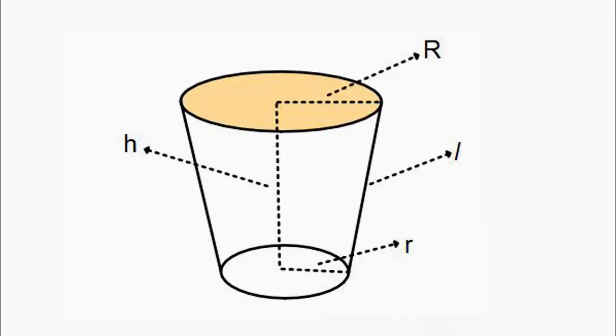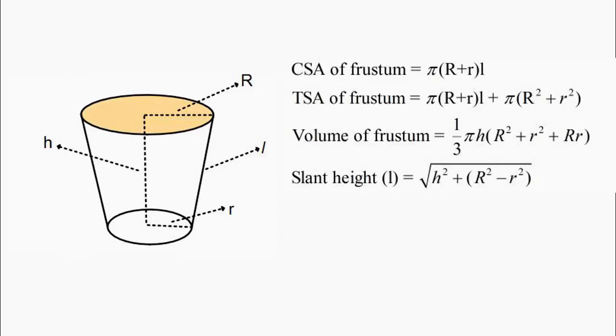In a frustum, there are two radii, a bigger radius and a smaller radius, and two heights. One is the slant height and the other is the regular height, the perpendicular height. Some of the formulas related to frustum are the surface area, TSA, the total surface area, the volume of a frustum, and the slant height of a frustum. By using these formulas, we will try to solve some questions based on your textbook. So let's see what questions we can solve by using these formulas.